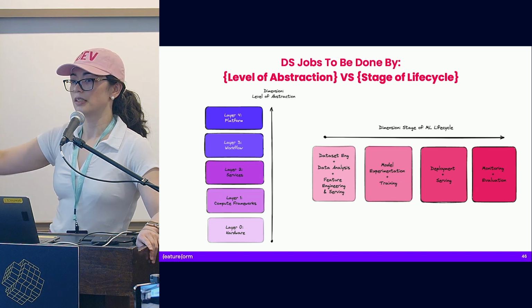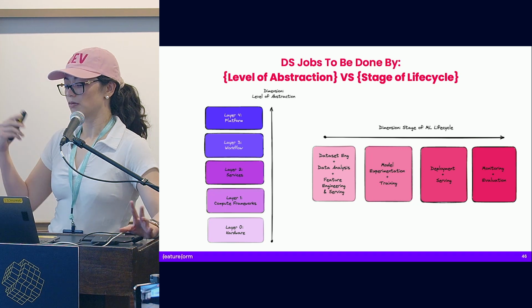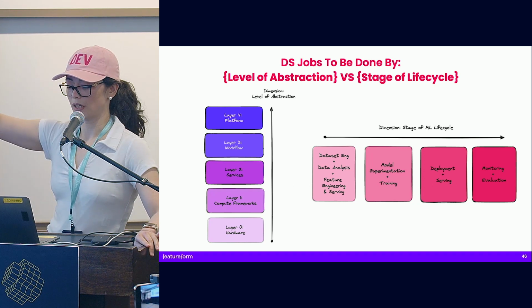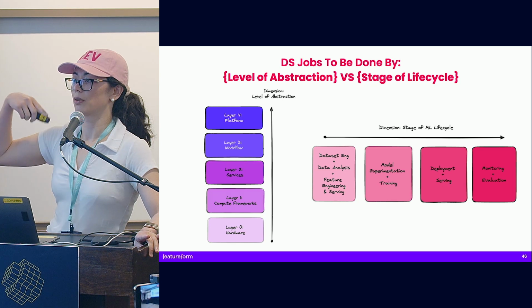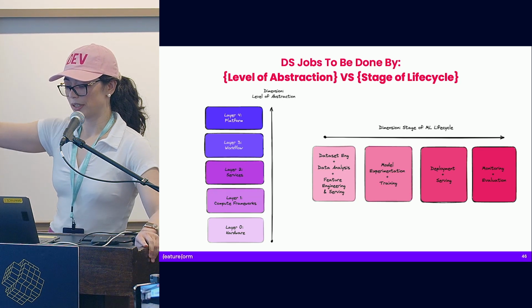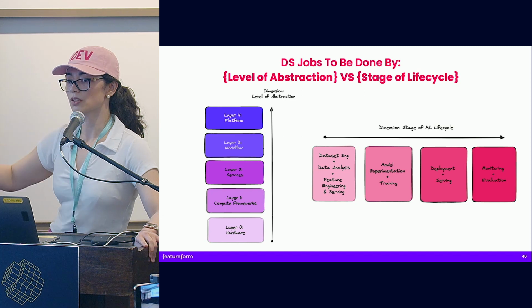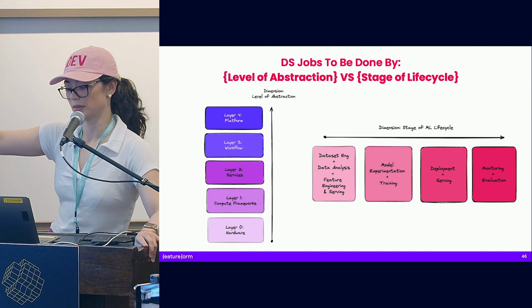The second axis is level of abstraction. The layers go from hardware up. I'm going to list the layers, and then work through an example to make it a bit easier. Layer 0 is hardware. Layer 1 is your compute frameworks. Layer 2 is services. Layer 3 is workflow. And layer 4 is platform. Let me explain it by working down.